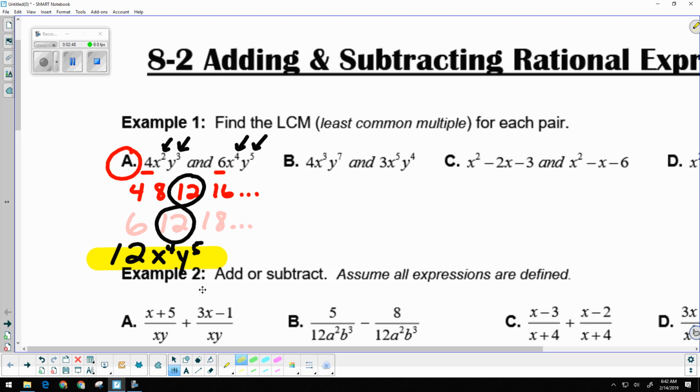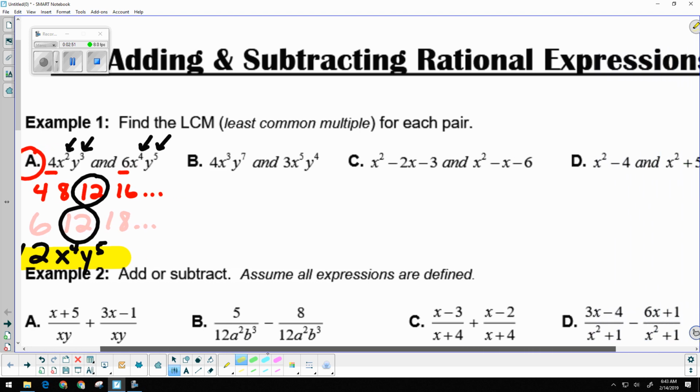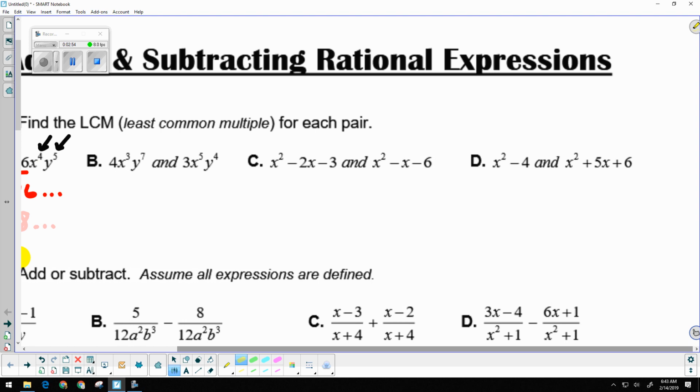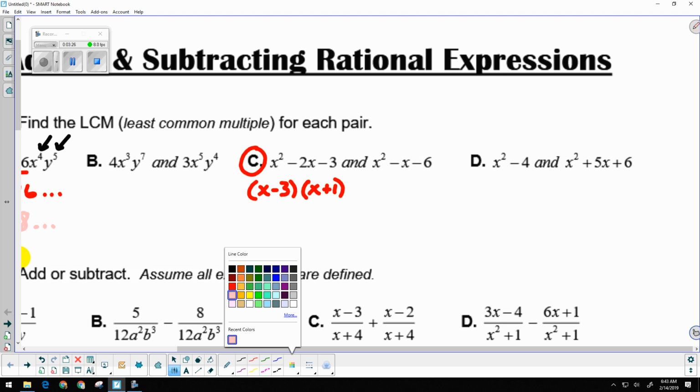Now, your denominators won't always be monomials like they are in A. A lot of times they will be factors, so we'll have binomial factors. If we look at C and D here, the first thing, like we talked about yesterday, is you are always going to factor. So if in part C here these were two different denominators, we would factor them. This would be x minus 3 times x plus 1. And then the one next to it factors to x minus 3 times x plus 2.